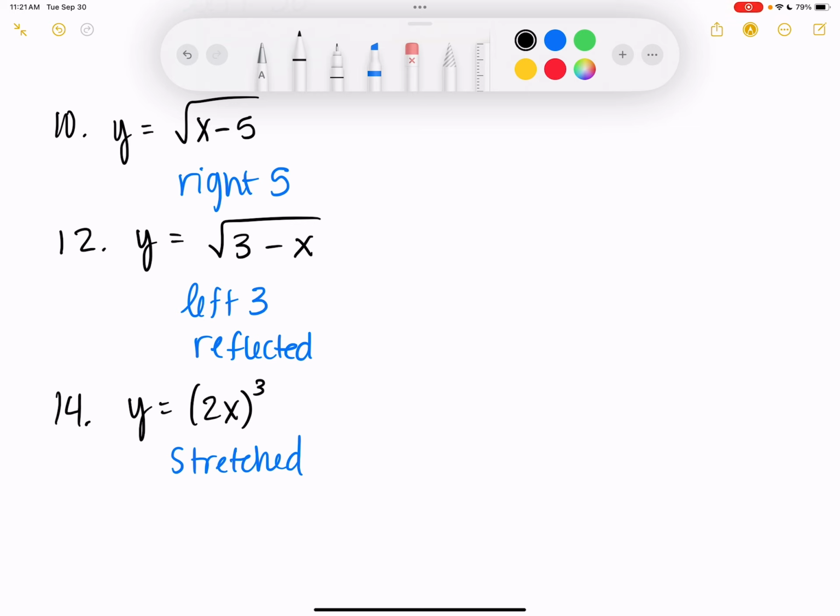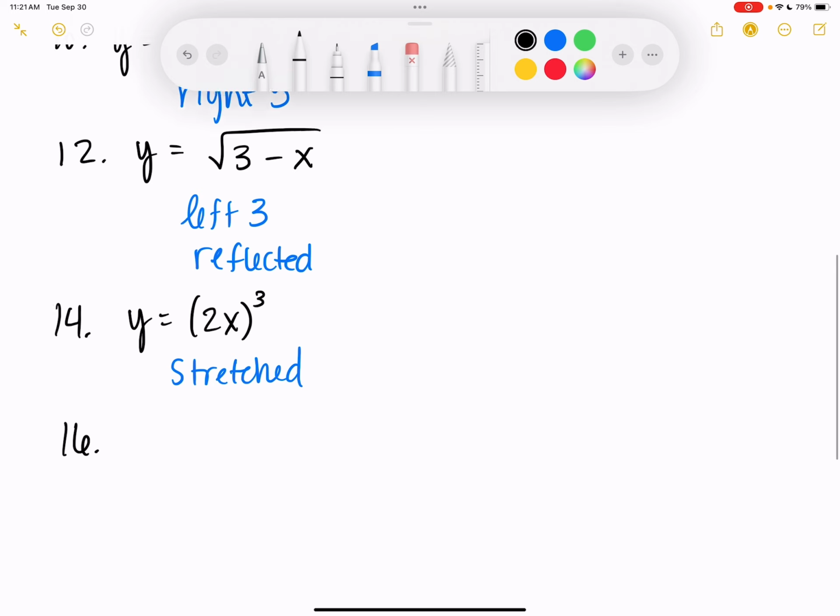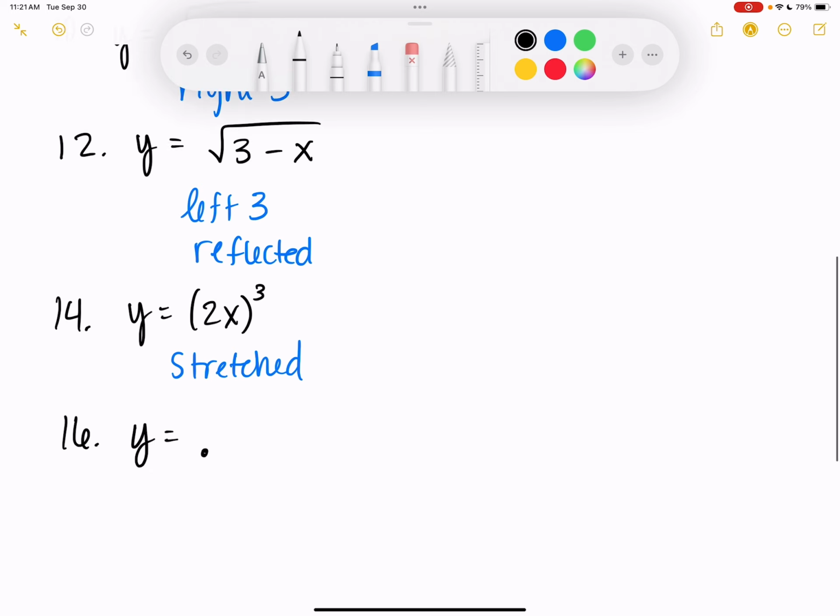So the cube has nothing to do with it? Like if it was 2x squared, it wouldn't matter? No, it's a different kind of stretch or compress if it's inside and the whole thing's being. So if it was 2x squared, it would still be stretched? Okay. If it was just y equals 2x, it would just be stretched? So the cube doesn't. But we don't really do that for a linear function. For a line, we don't really do it. Number 16, y equals 0.3 x cubed.